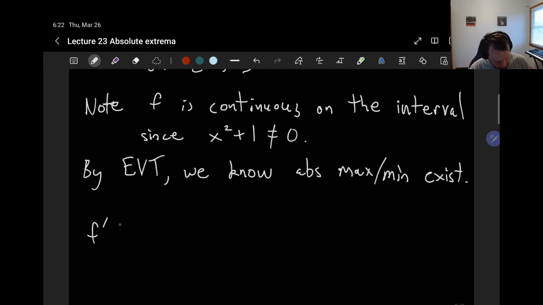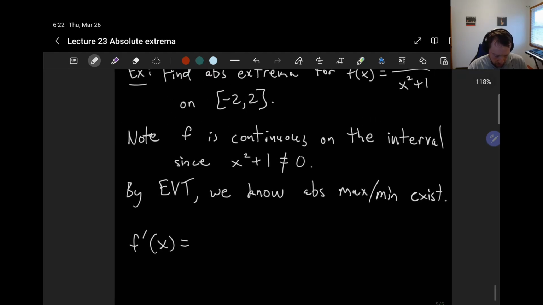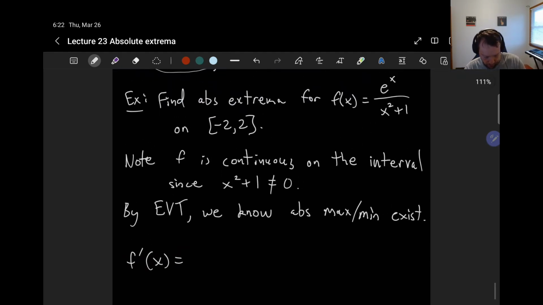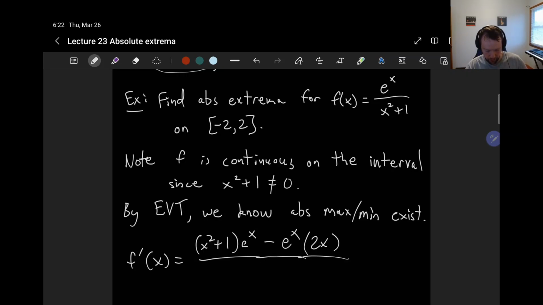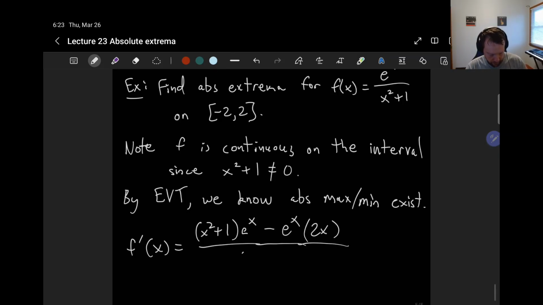So we find our critical numbers by taking the derivative. We've got a little quotient rule here. That's a quotient. So big fraction, low d high. Well, derivative of the numerator is still just e to the x. Minus high d low, 2x is the derivative of x squared plus 1. All over low squared. That's quotient rule.